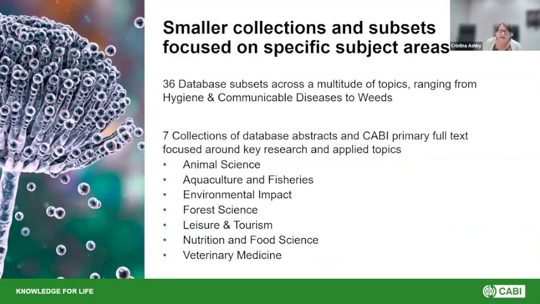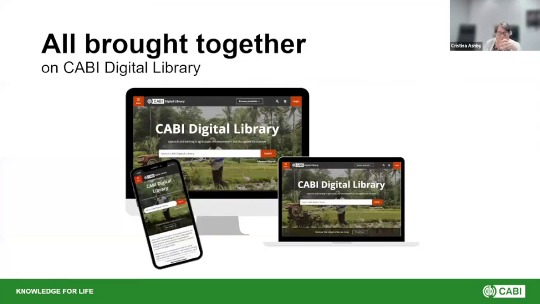So in addition to making our database available through CAB Abstracts and Global Health, we also have a number of smaller subsets and subject collections focused around specific subject areas, ranging from hygiene and communicable diseases to weeds. And of course, everything is brought together now on the CABI Digital Library.